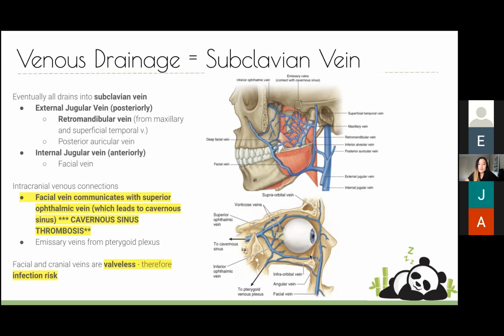You definitely need to know this part. Think about cavernous sinus thrombosis when you think about the facial vein and things, because it communicates with your superior ophthalmic vein, and that goes directly into your cavernous sinus. You're also worried because these veins in the face, as well as your cranium, are valveless. And so you're worried about an infection risk: when you have an infection of the face, it could travel to your brain.